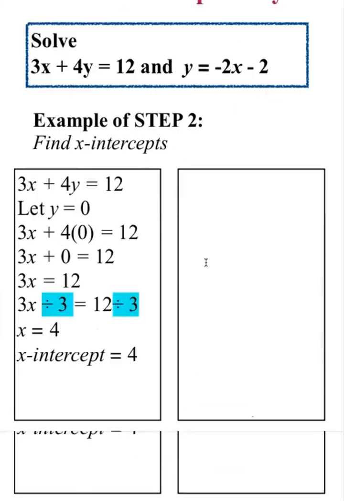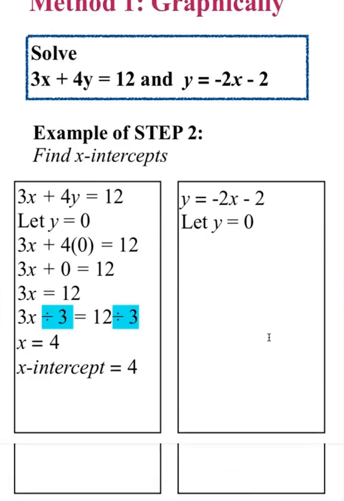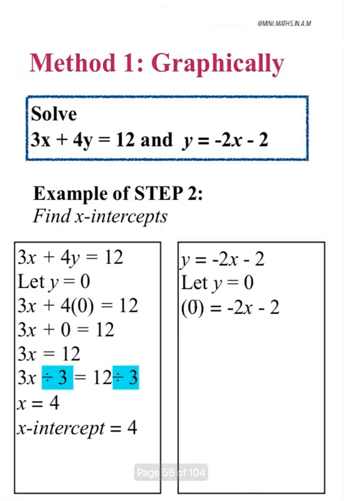Now you do the same thing for this equation over here on the right. So again, to find our x-intercept, we make y equals 0. So we replace the y here with a 0. So we have 0 equals negative 2x minus 2. We want to get this negative 2x by itself to start.